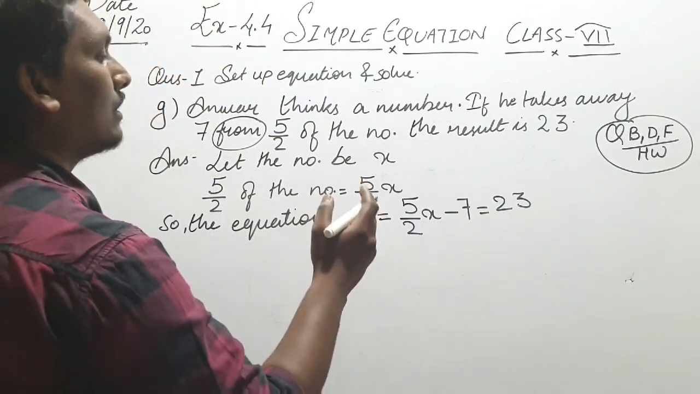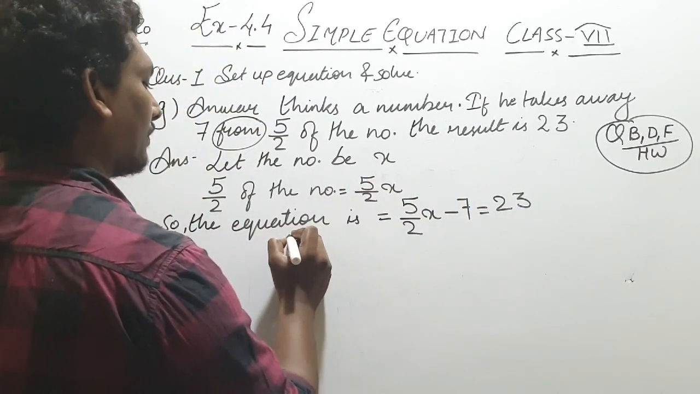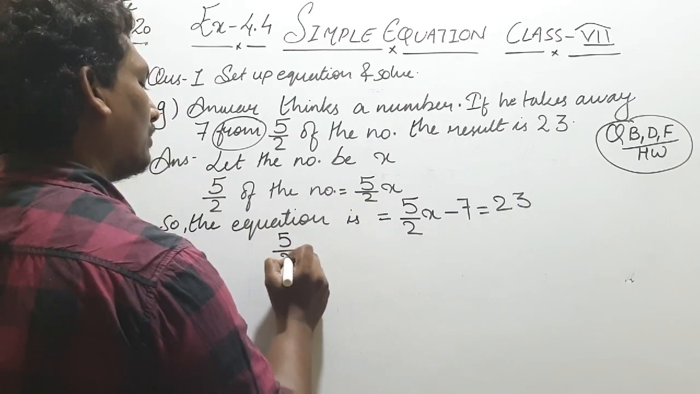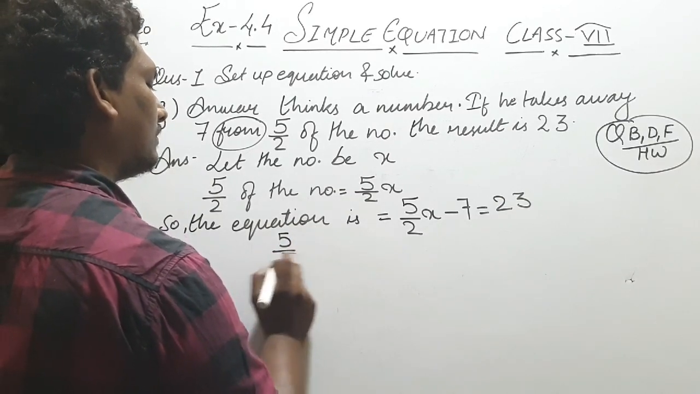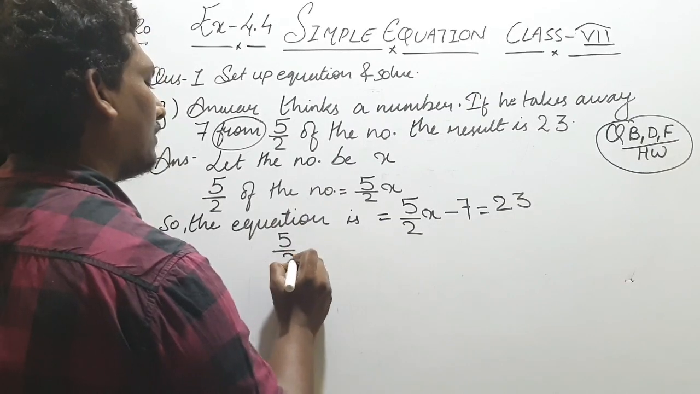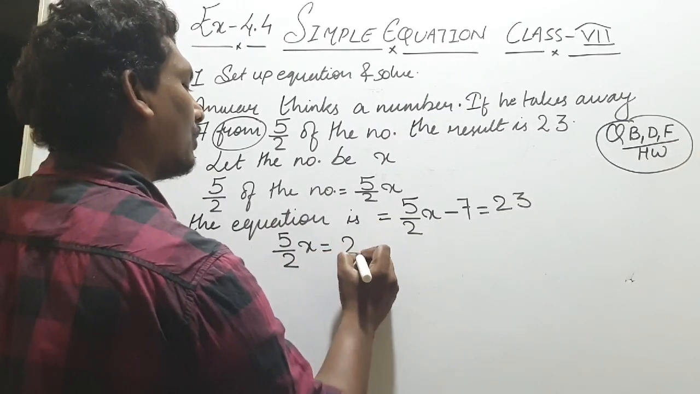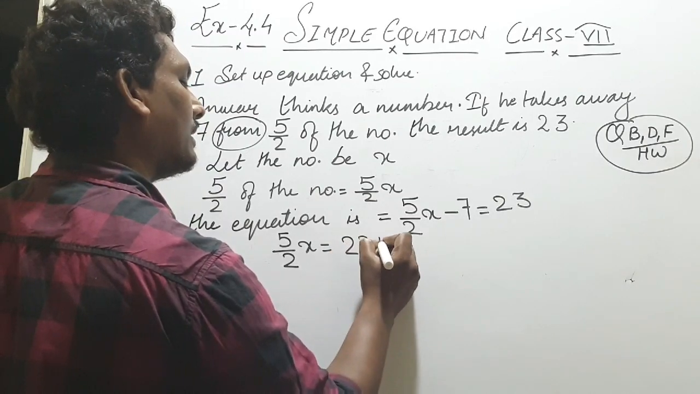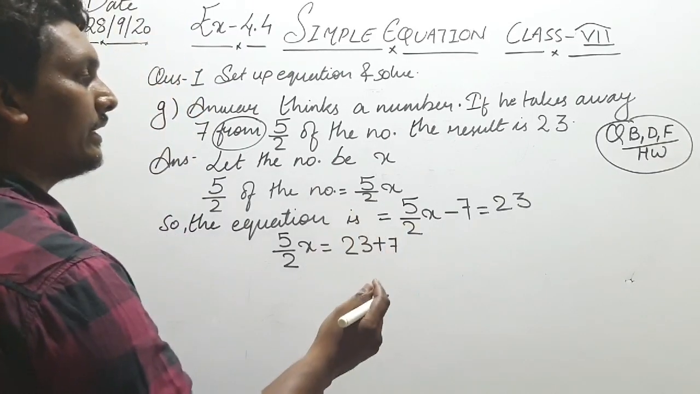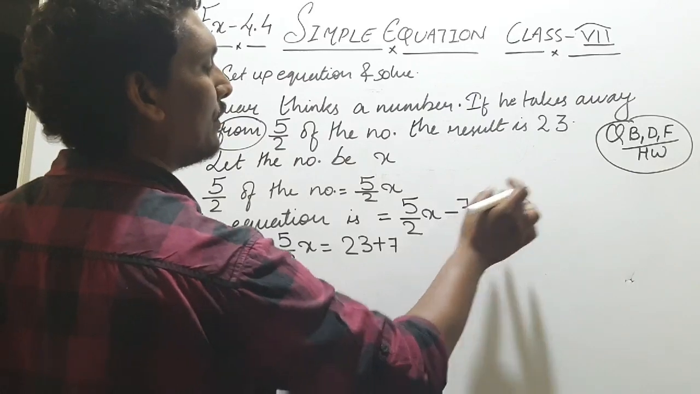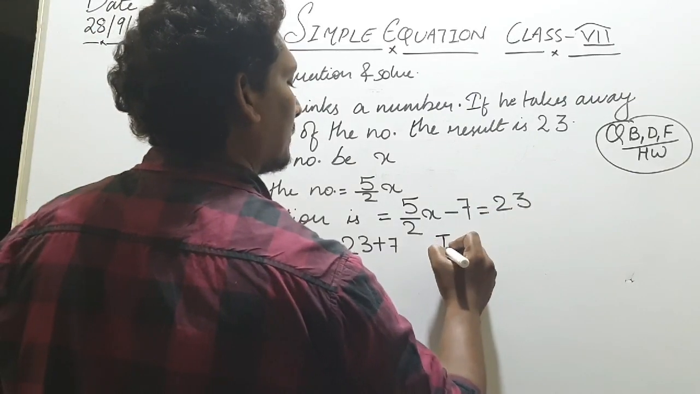Now we are going to solve this one. So 5 by 2 x is equal to 23 plus 7. What we did is we have transposed this minus 7 to RHS.